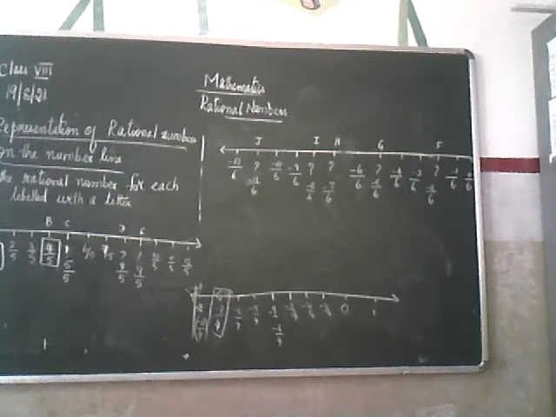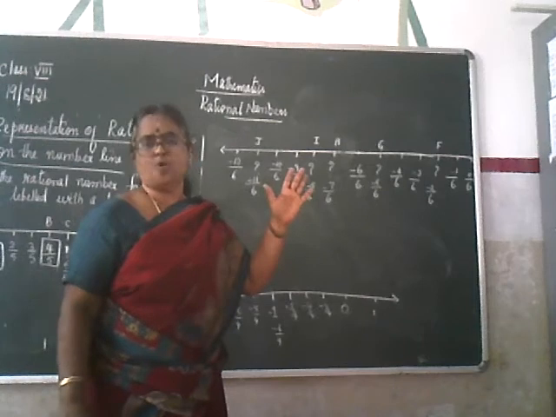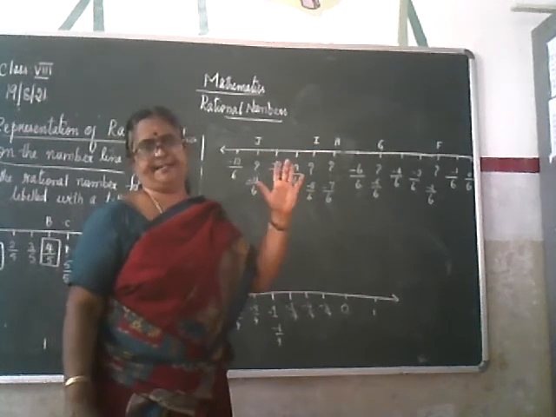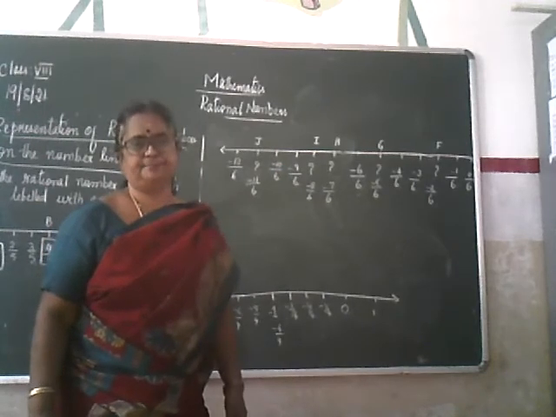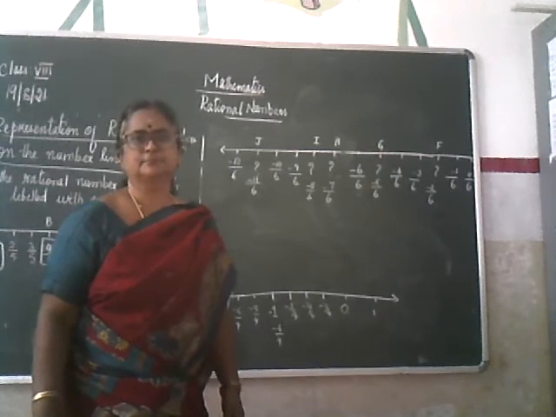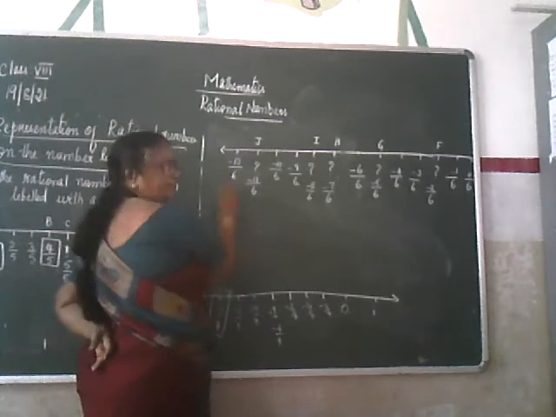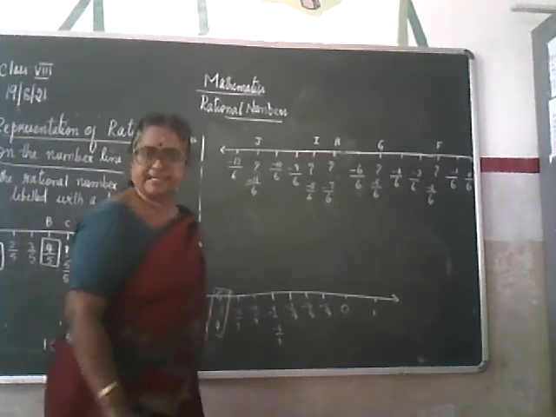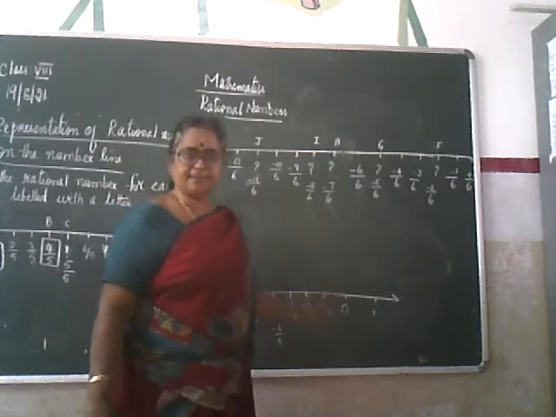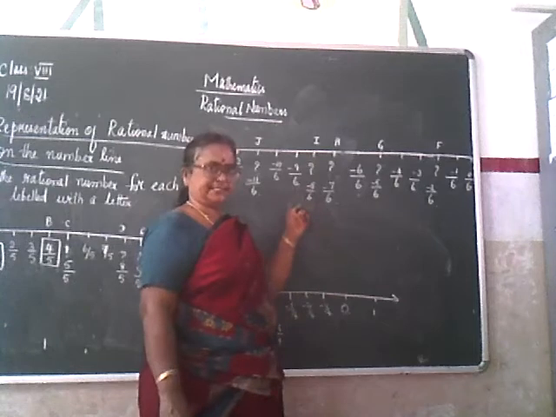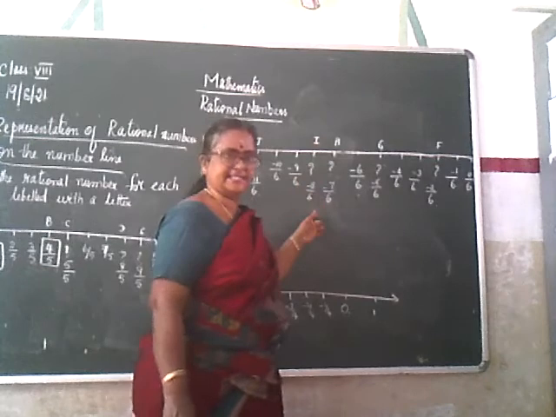Okay. So now if you see, is it greater to smaller or smaller to greater? Which one? You tell me. Smaller to greater? Yes. Minus 12 by 6. Minus 11 by 6. So J is minus 11 by 6. Minus 10 by 6. Minus 9 by 6. Minus 8 by 6. So I is minus 8 by 6.